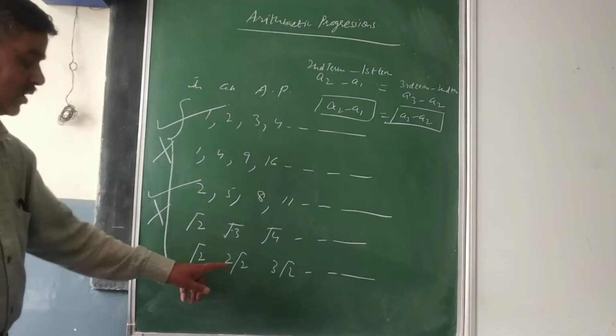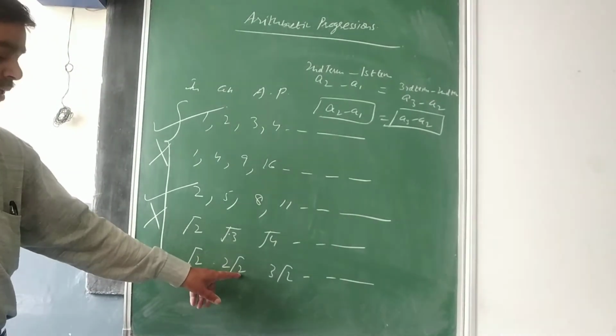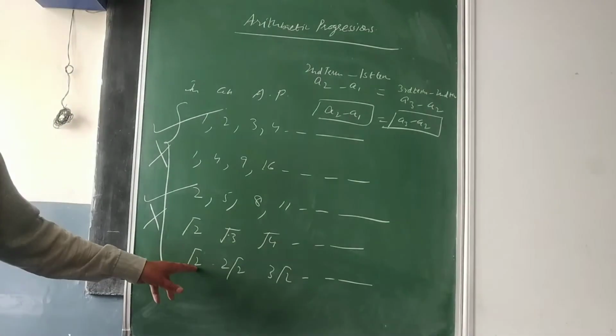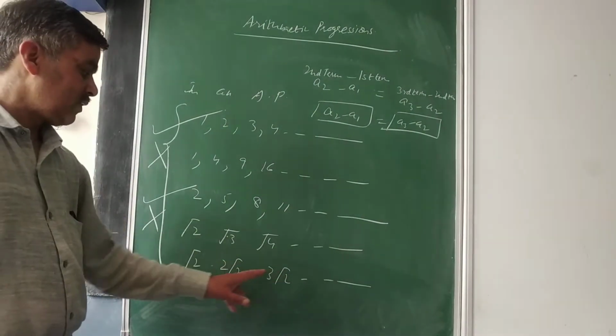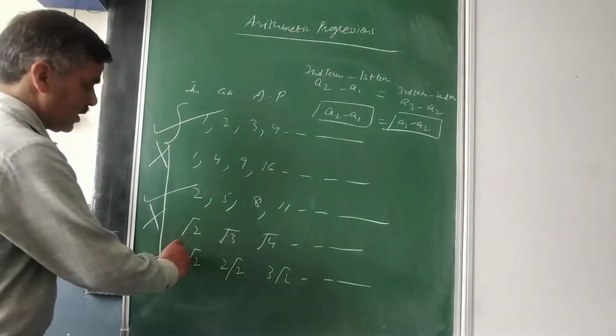Here again you see these are the like surds. Under root 2 and 2 under root 2 are the like surds. So when I will subtract this, I will be getting under root 2. Again when I will subtract this, I will be getting under root 2. So answer will be yes.